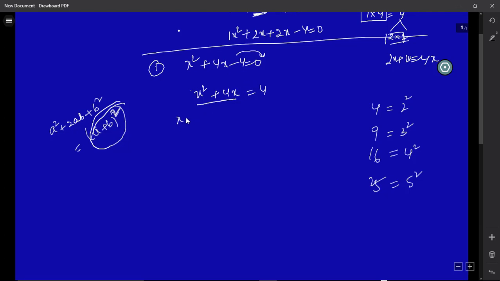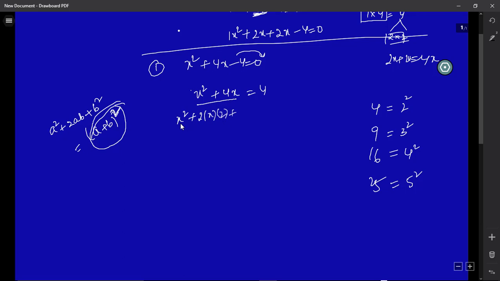So this is what we have to do. This is my a square, this term is 2ab. Let me write it this way: 2 a, where a is x here, and in place of b I can write 2, because 2 into 2 is 4.